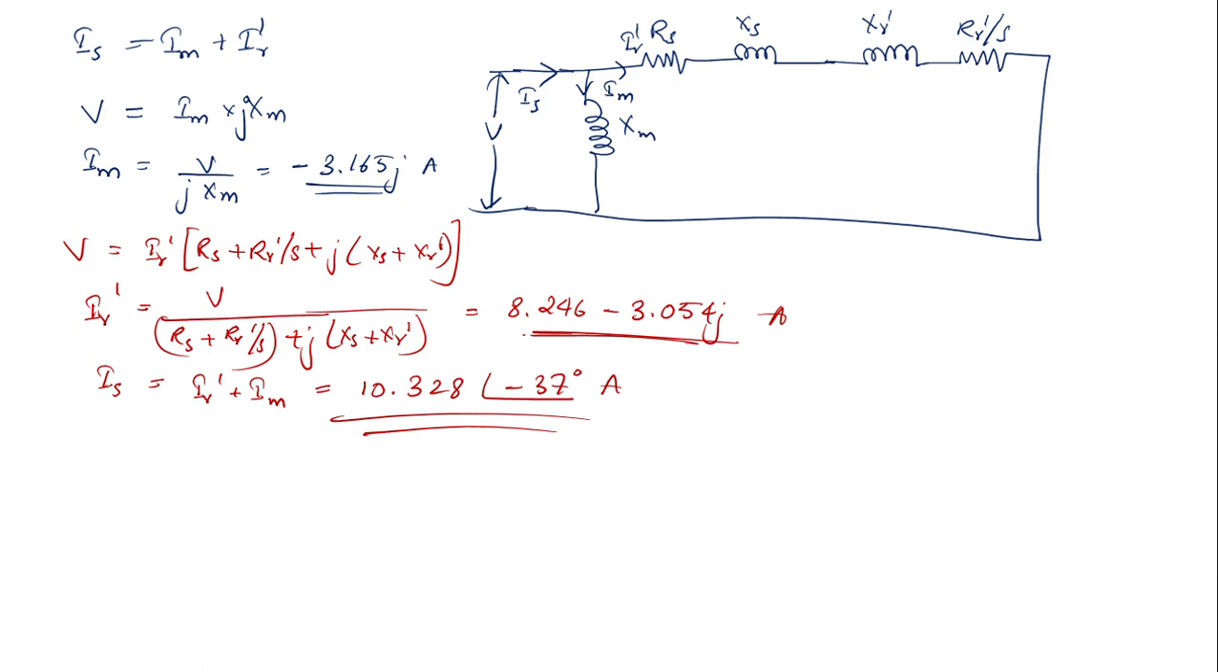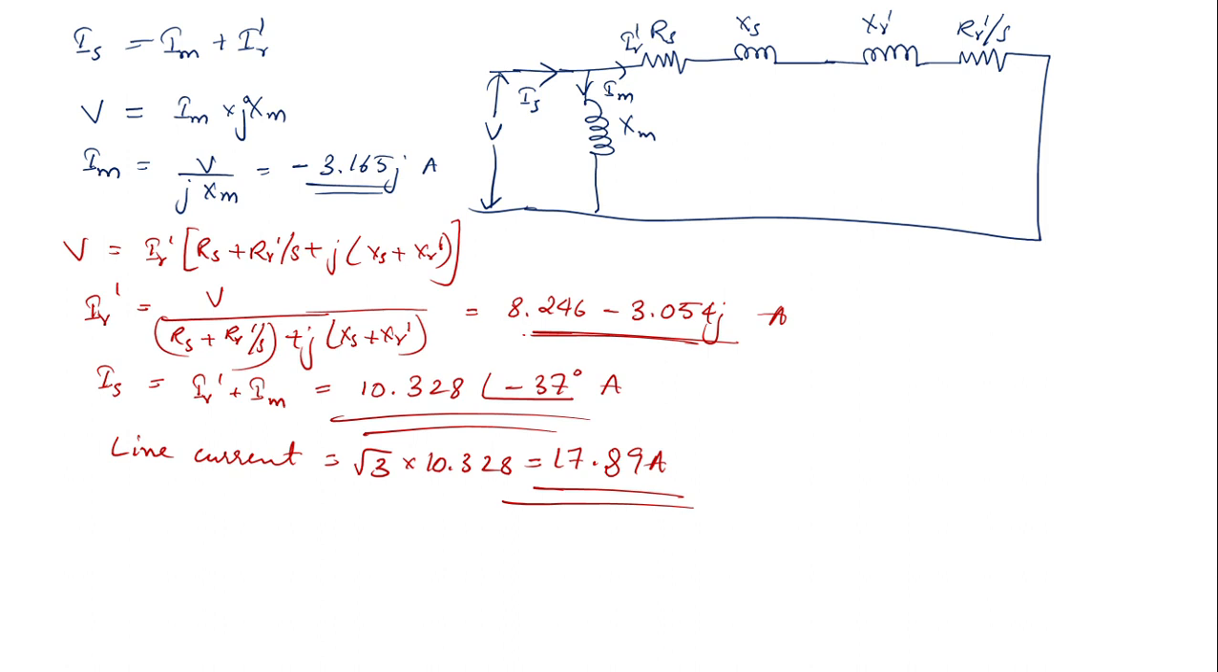Actually we need to find the line current. This is an equivalent circuit diagram, so to find the line current, I am going to multiply the magnitude of the supply current by √3. Since it's three phase, that is why you have √3. You will get the value of 17.89 amperes. So this was your first part.